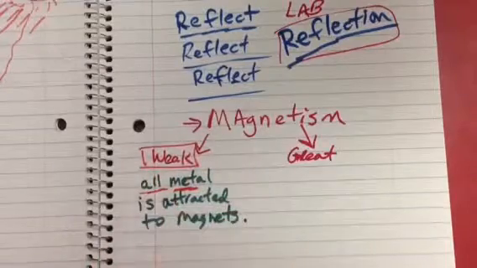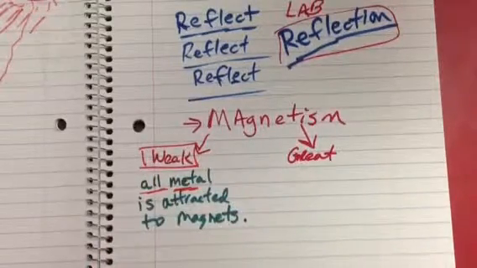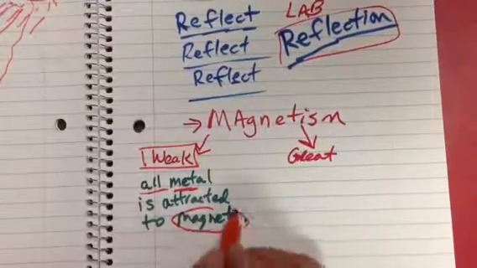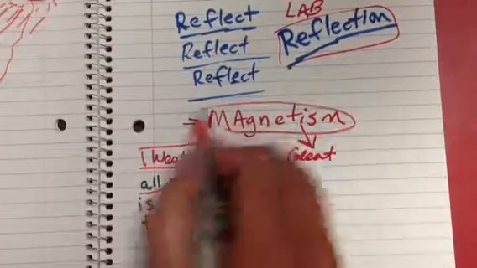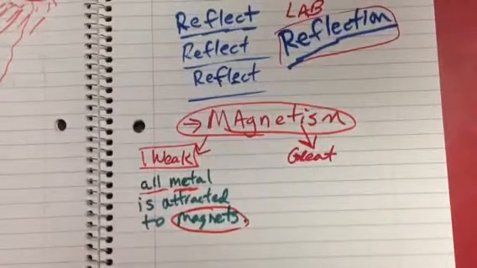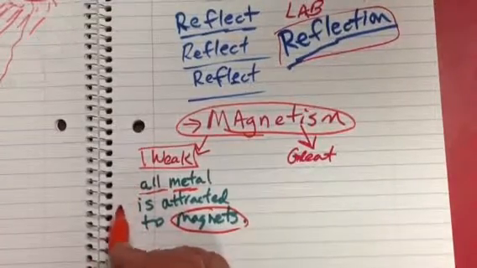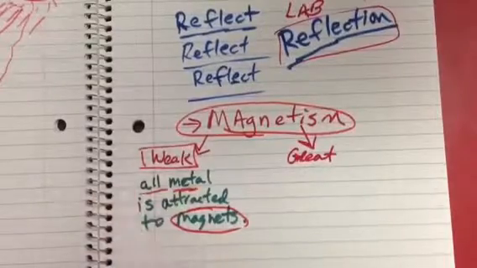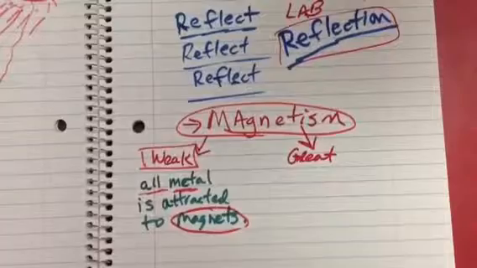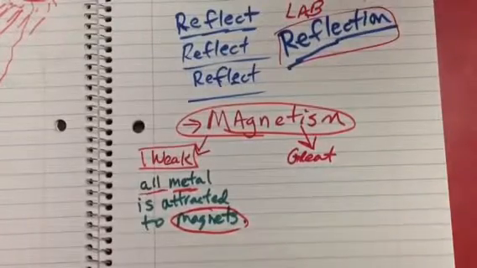But if you remember from the lab, all metals were not attracted to the magnet. Is our conclusion about magnets, just like our topic, our main idea? Yes. So it's on topic, but it's not really all true. So we're going to have to put this as a weak, maybe even worse than weak. It's wrong. So then what could be a great conclusion?